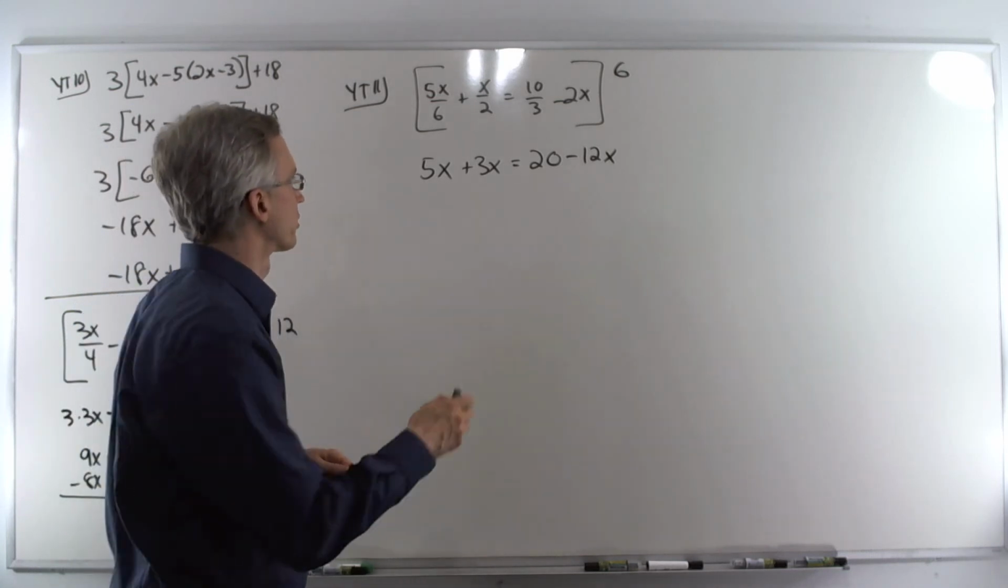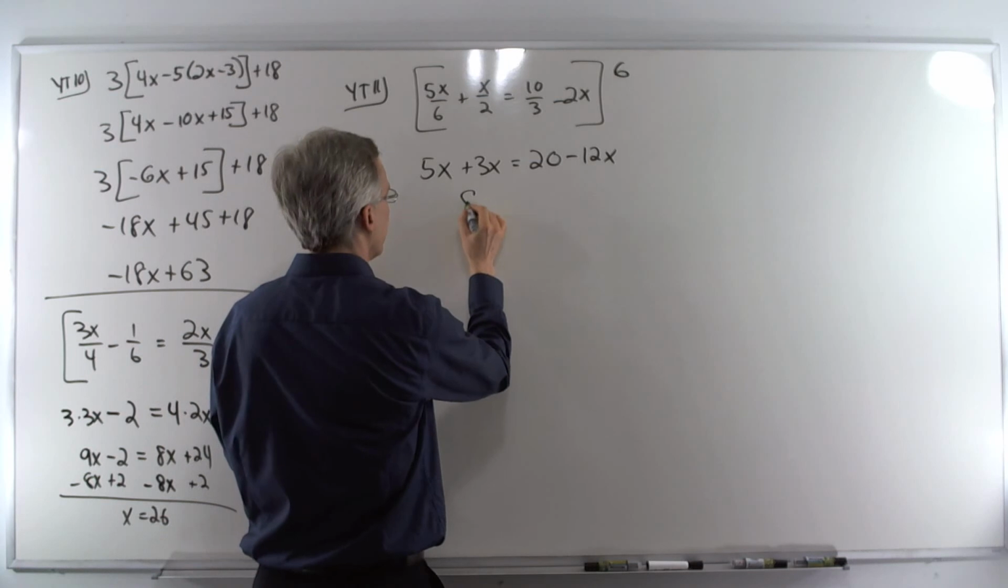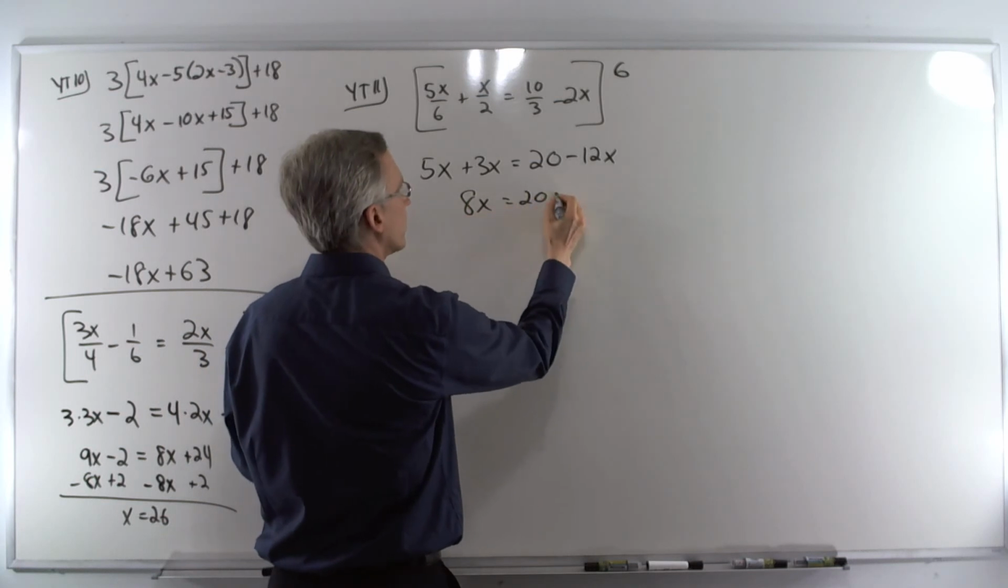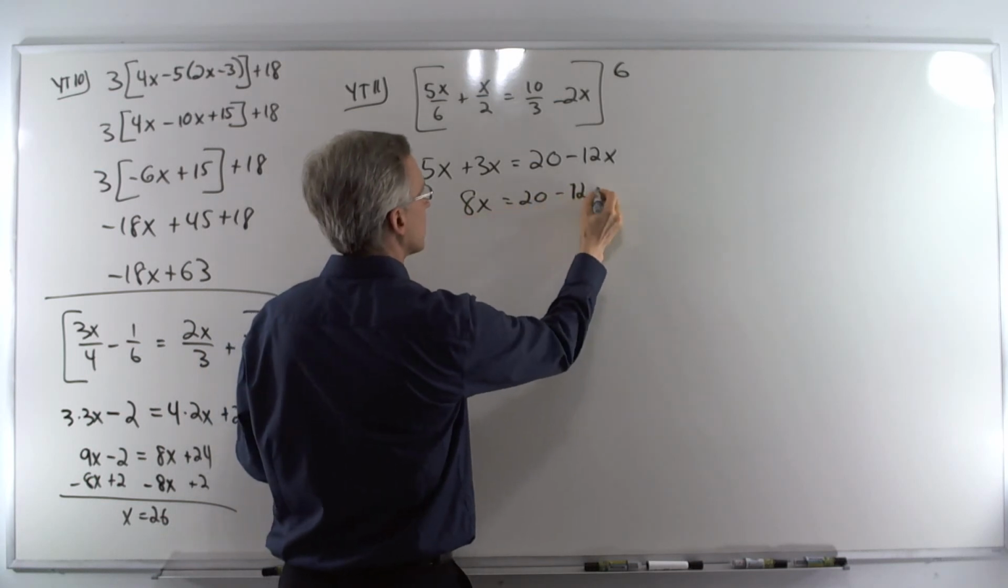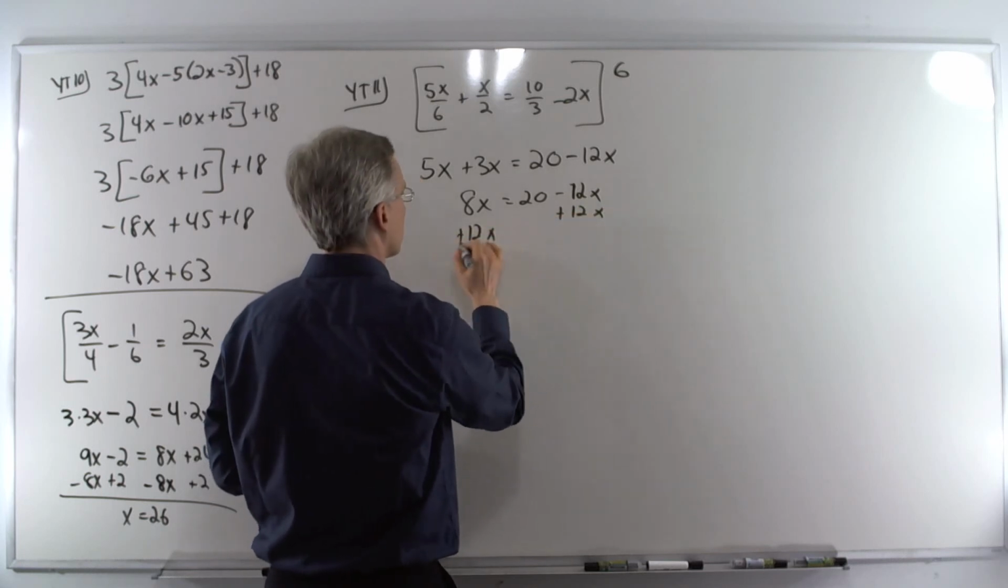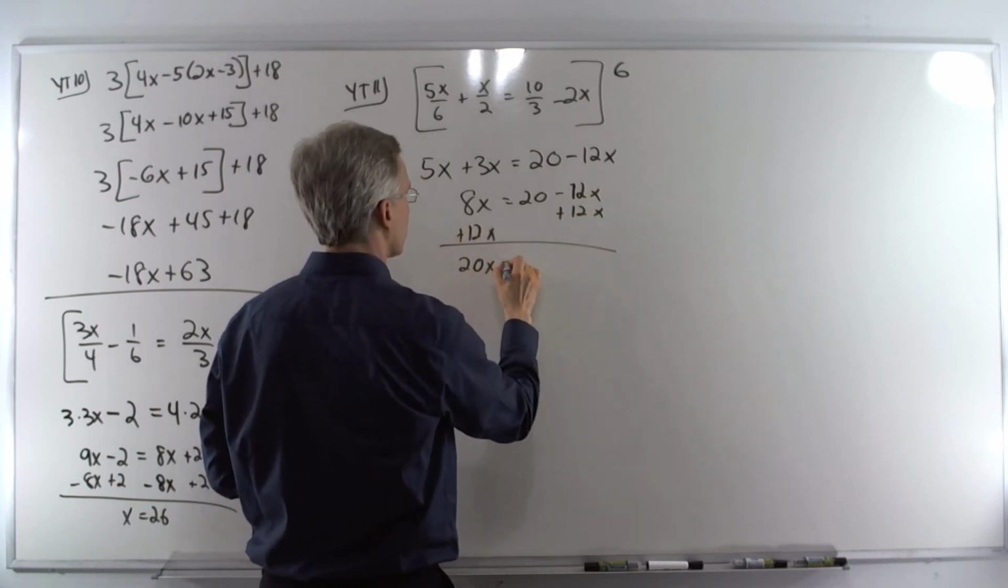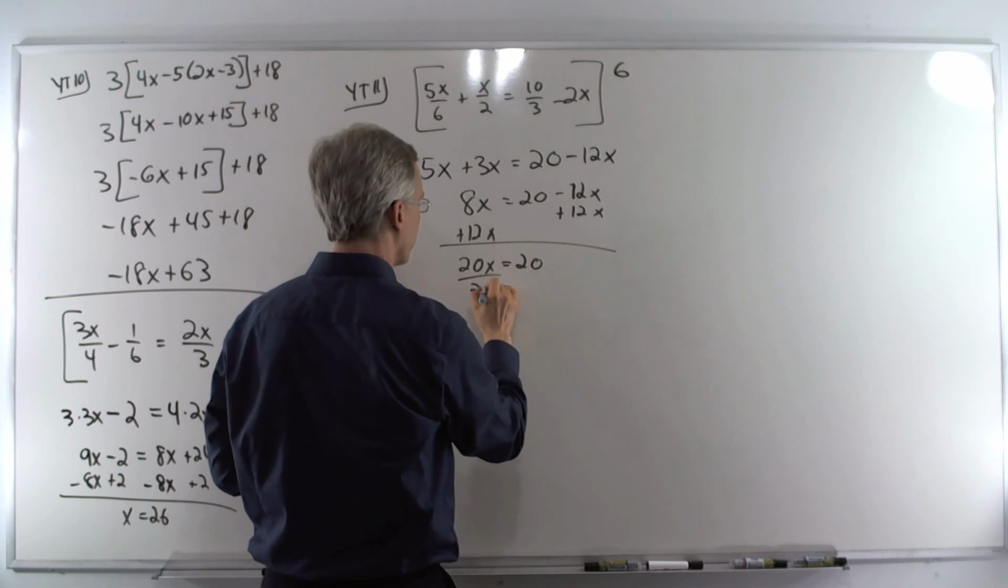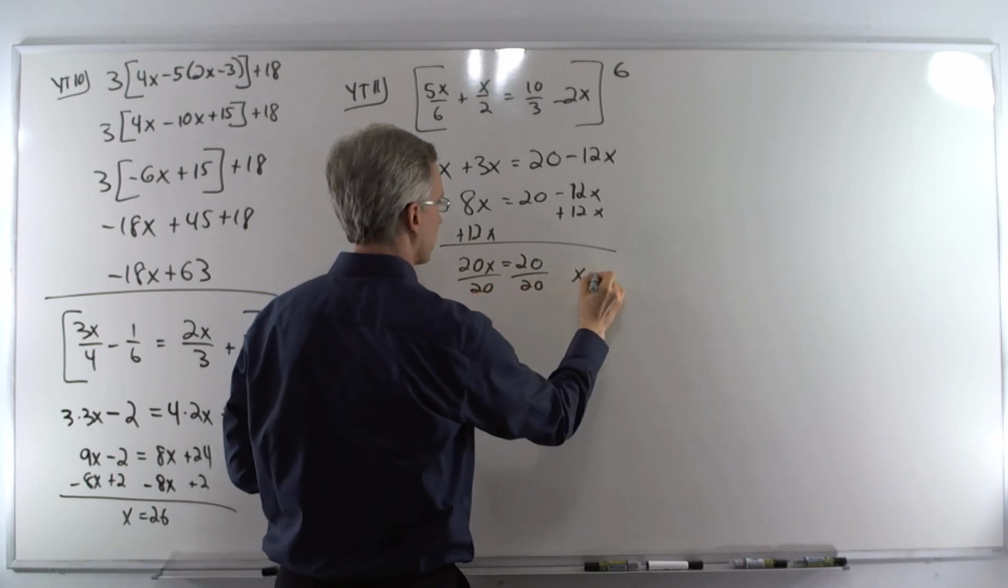Now we can combine like terms on the left. 5x plus 3x is 8x. It's 20 minus 12x. And we'll add 12x to both sides. Gives us 20x equals 20. Divided by 20. And x equals 1.